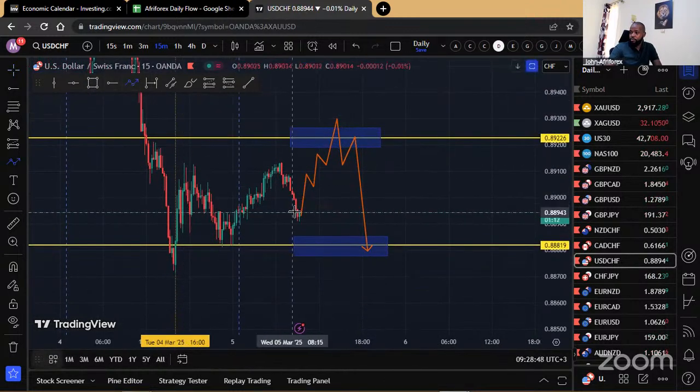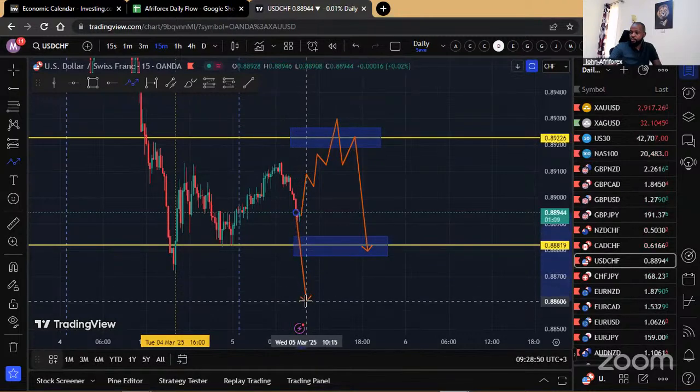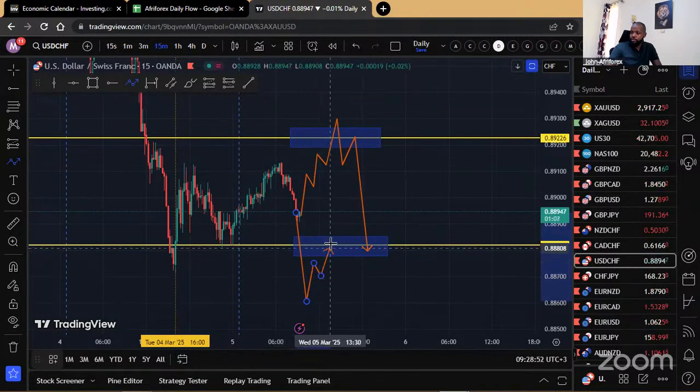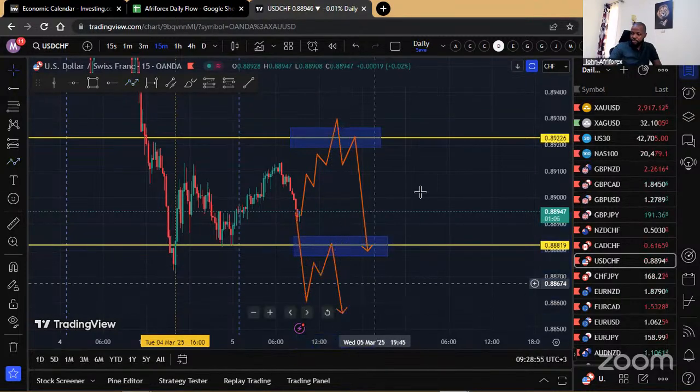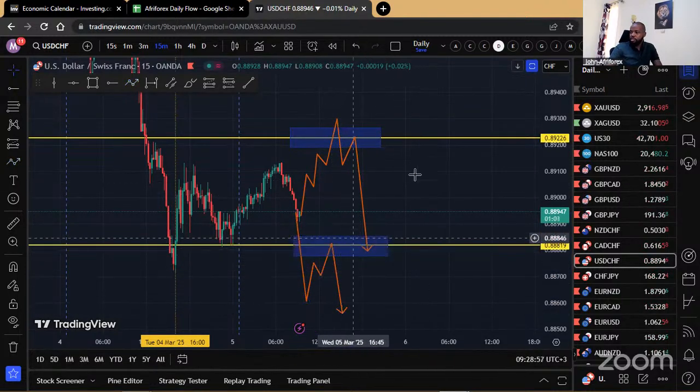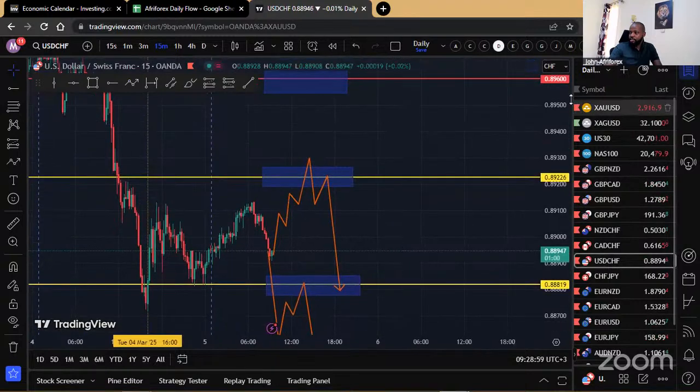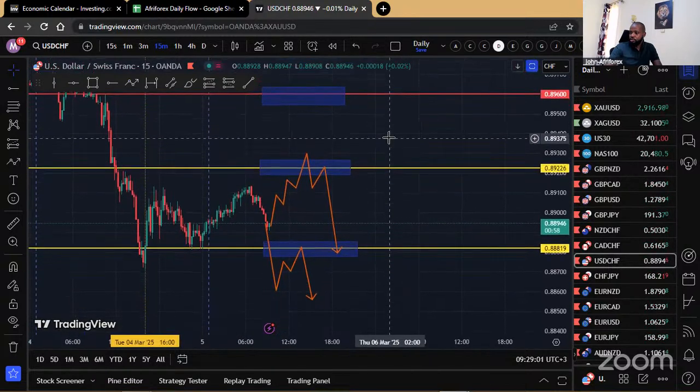The other one could be at least waiting for the market to first break to the downside of this area on the pullback. If we get the market coming back in for some sort of a retest within this area, then at least we could attempt and see whether we could get some selling opportunities. So watch out for that.